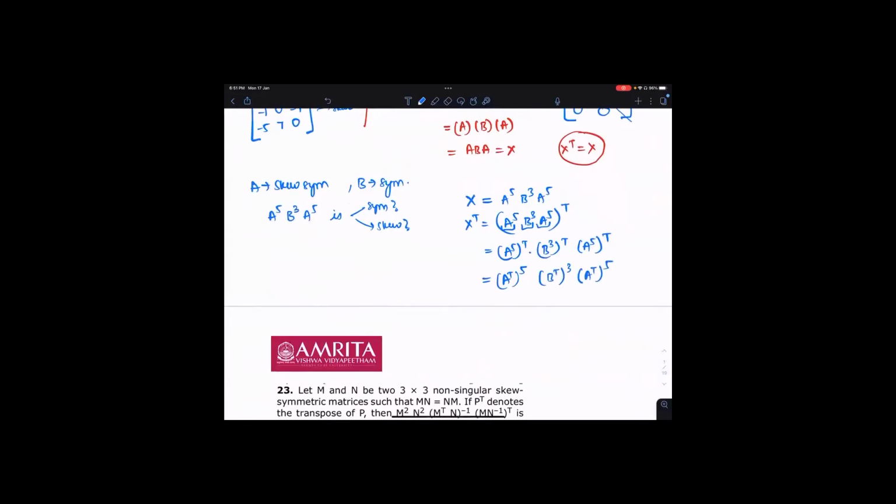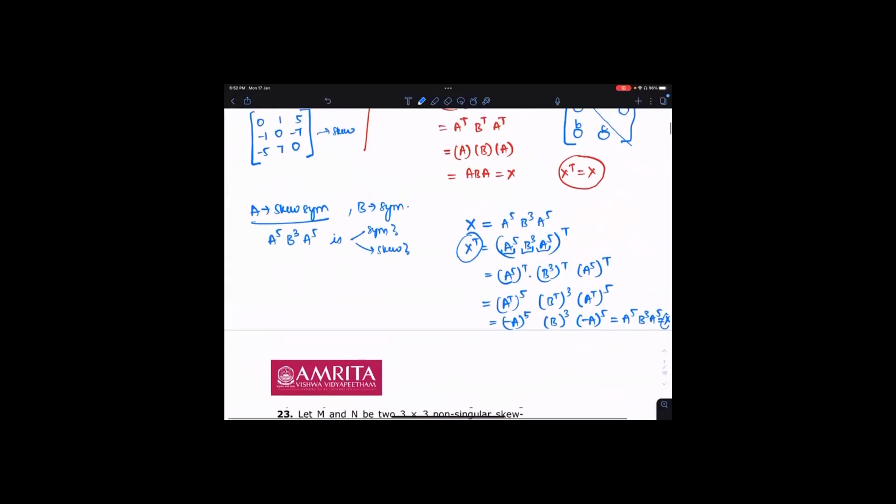Now, what is A transpose? A is skew symmetric, so A transpose will be minus A power 5. B transpose is B only because B is symmetric. And A transpose is minus A again. You will get again the same matrix, A power 5, B cube, A power 5, which is again X only. So X transpose is same as X. So it is symmetric.